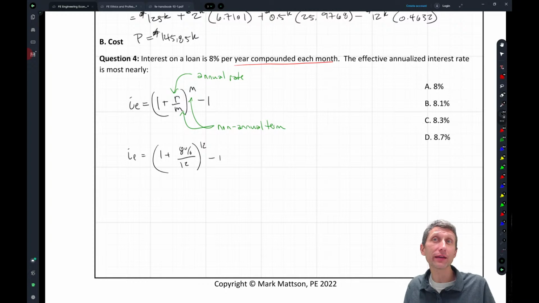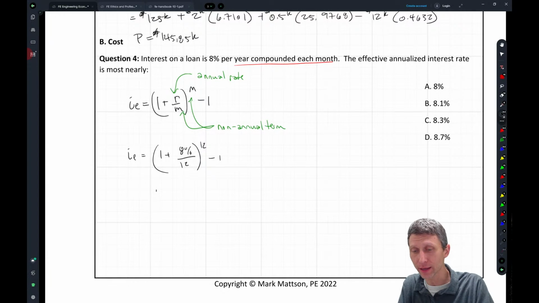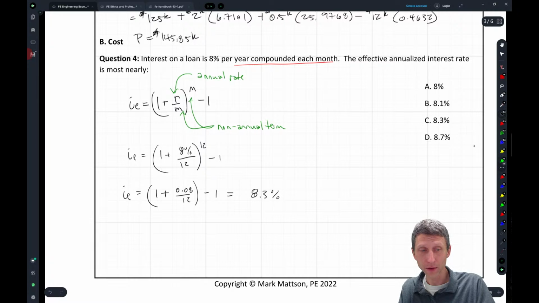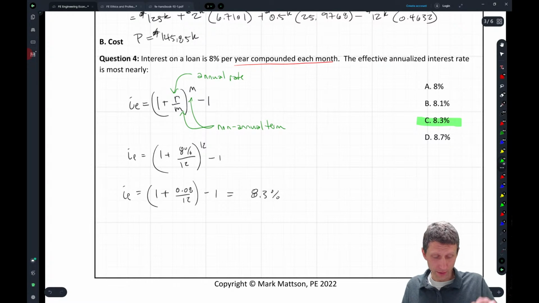When you plug that into your calculator, be careful, because it's actually 1 plus 0.08 over 12. Don't use the number 8 over 12, because you'll get the wrong answer. I should have thrown that one in as one of the bad answers, but I didn't. When you do this out, you get about 8.3%, or 0.083. That one should work out without too much difficulty. That's just plug and chug.